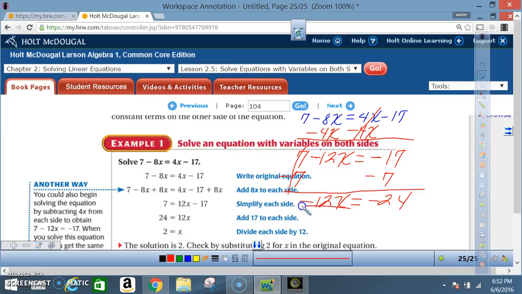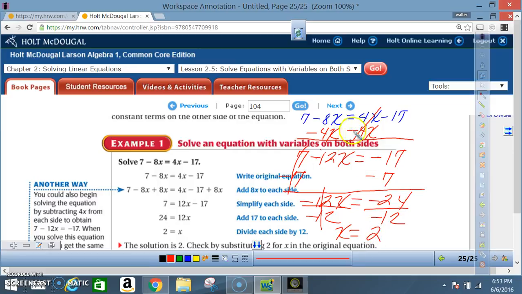Now I'm going to divide through by a negative 12. Divide through by a negative 12. Now what's a negative 12 divided by a negative 12? That's going to be 1. So I'm going to have x is equal to a negative 24 divided by a negative 12, which is going to be a positive 2.